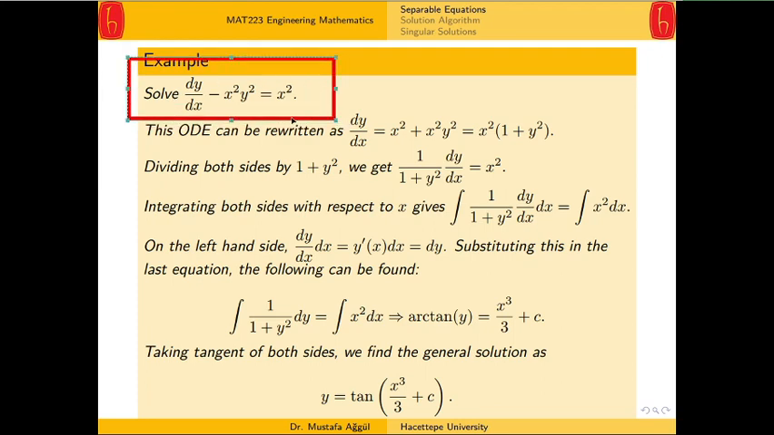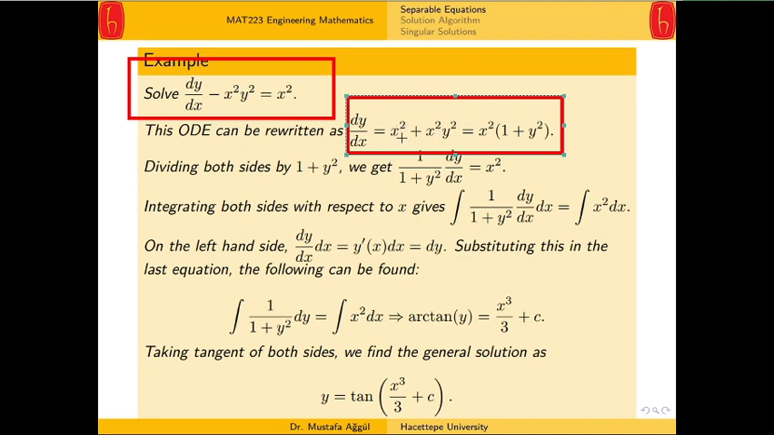Solve this differential equation: dy/dx - x squared y squared = x squared. Okay, so we need to move this term to the right hand side. If you do that, we will see it is equal to x squared plus x squared y squared on the right hand side, and on the left hand side the derivative of y with respect to x.